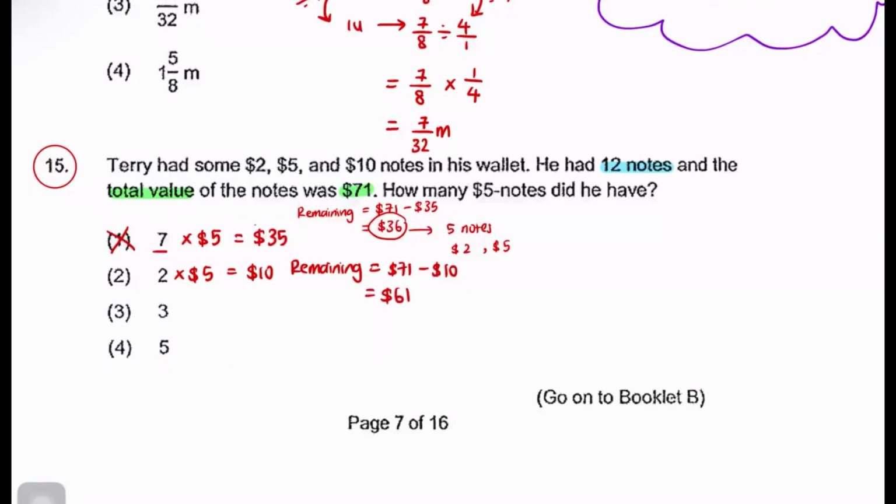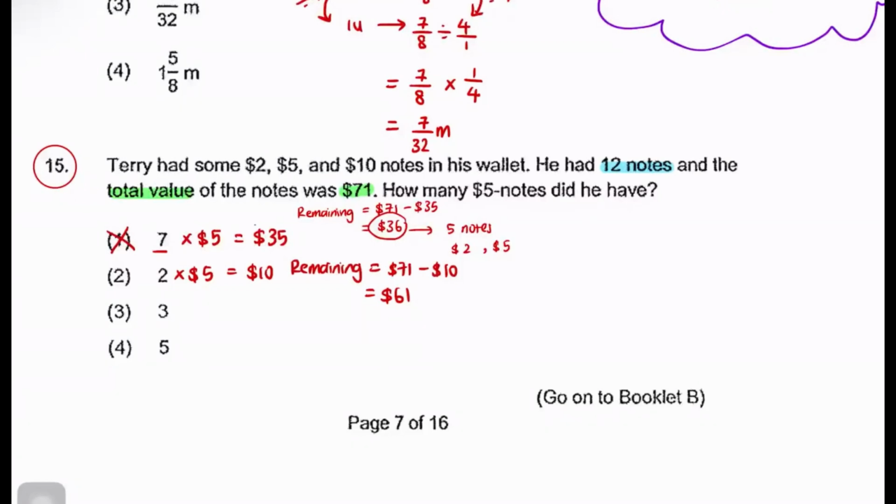Can $61 be split by $2 and $5 notes? Never mind, let you guys copy first.